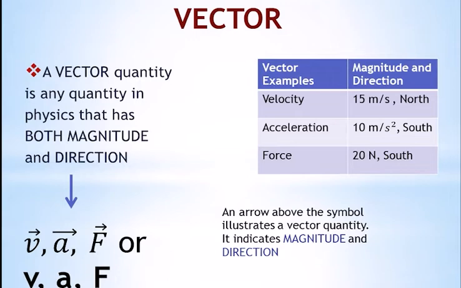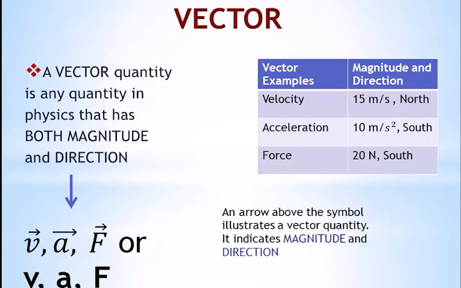A vector quantity is any quantity in physics that has both magnitude and direction. Vector quantities are defined by letters, like velocity by small v, acceleration by small a and force by capital F, and above these letters we have an arrow symbol. An arrow above the symbol illustrates a vector quantity. It indicates both magnitude and direction. Or we can represent these vector quantities by bold letters, small v, small a and capital F.